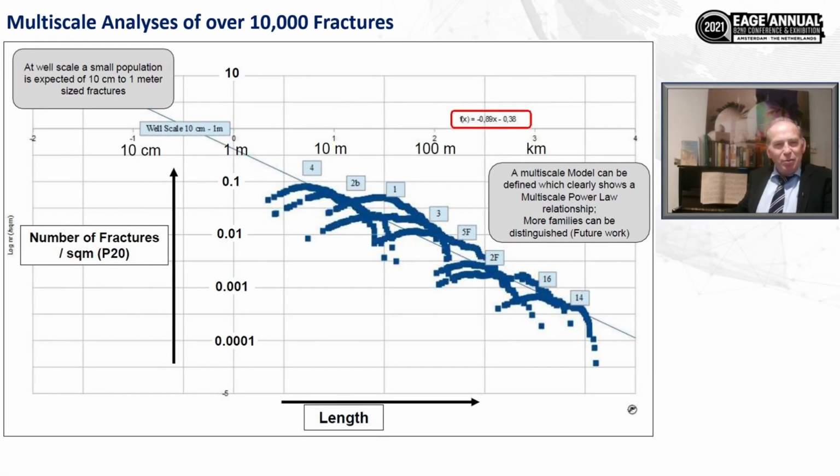So in this diagram we anticipate the result of the analysis, the multiscale analysis of over 10,000 fractures in this area. We see the relationship between the length on the horizontal axis and the number of fractures on the vertical axis in a negative cumulative way. We can see that basically they plot along a general straight line, but there are specific deviations from this line for certain groups of data, and we'll come back to this later.